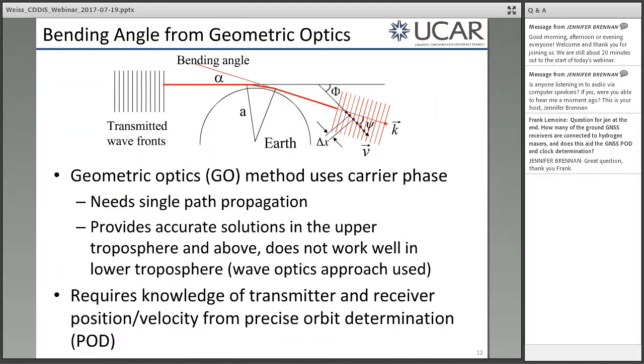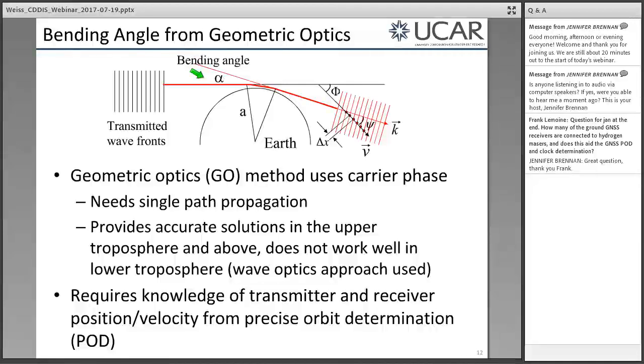Okay, so this is a plot. This is showing a geometrical optics drawing of the geometry. So we have the GNSS transmitter providing a wavefront. That wavefront gets bent as it goes through the atmosphere, and then it's received over here at the LEO spacecraft. And this is the bending angle here.